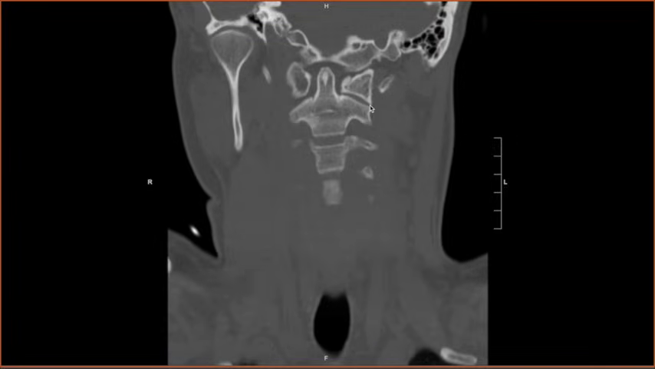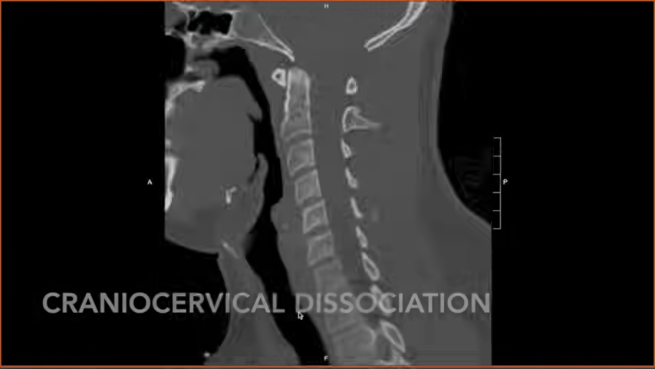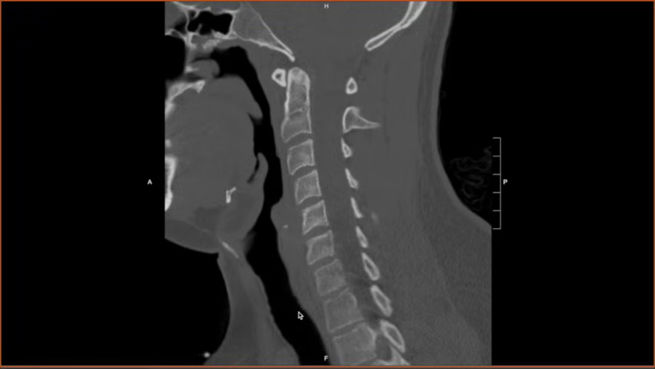Note that dislocation or subluxation of the atlanto-occipital or atlanto-axial joints are referred to using an umbrella term, craniocervical dissociation. Now, there are other measurements that you can look at that will help clue you in that there may be craniocervical dissociation, and you need to know some of these.